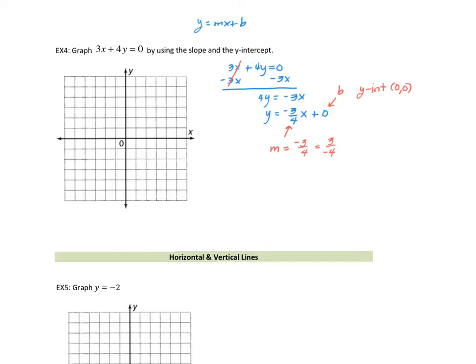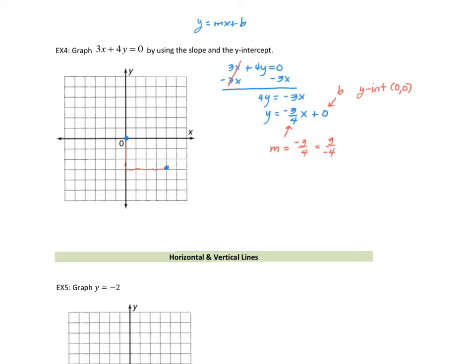Let's graph. We have our y-intercept, which is the point (0, 0). Now, if we use the slope of -3/4, that means I'm going to go down 1, 2, 3, and to the right 1, 2, 3, 4 to get my next point.